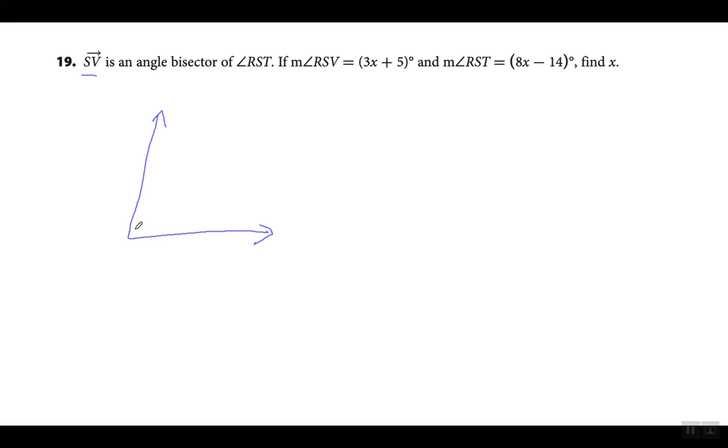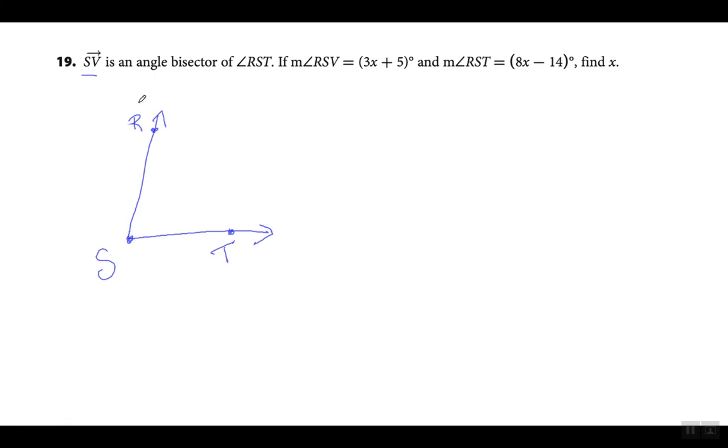It could be an obtuse angle. It could be a right angle. It could be an acute angle. It could be a straight angle. I don't know. It doesn't really matter. All I need is to get a rough idea of what I'm doing here. All right, so there's a rough sketch of what angle RST might look like.